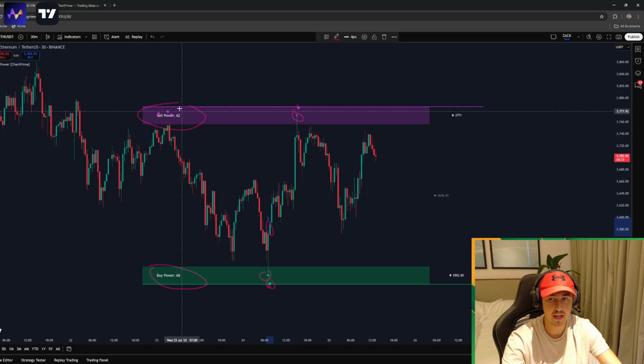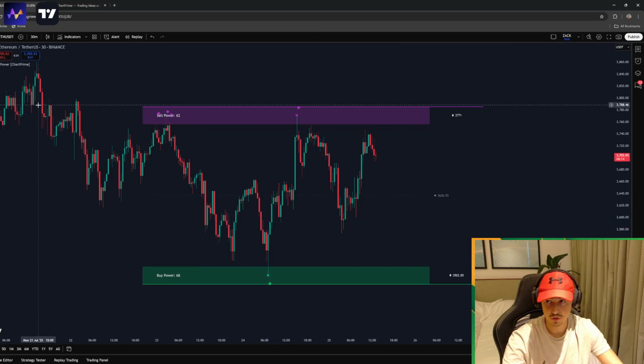So for example, here we got diamonds. Guess what? They're sell signals. Here we got a diamond. Guess what? It's a buy signal. And the diamond here is a sell signal. So just using it like that can be a really easy way of trading.